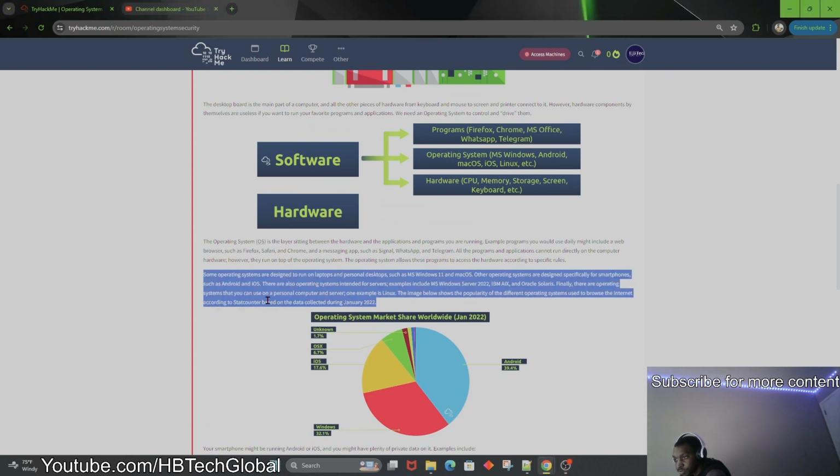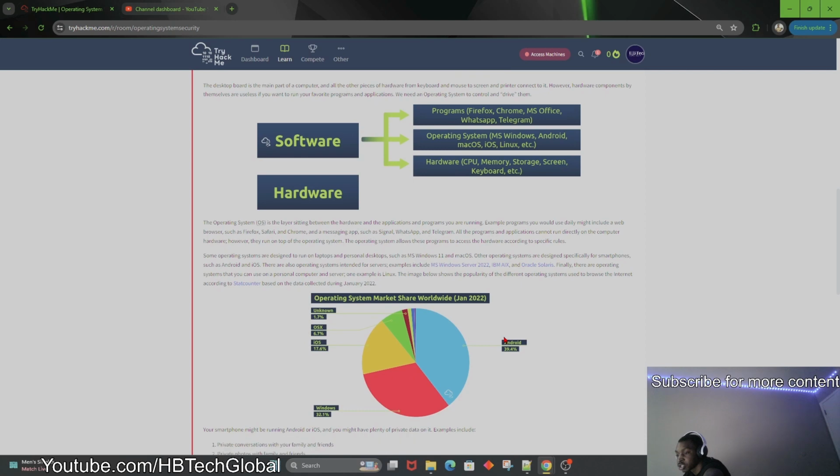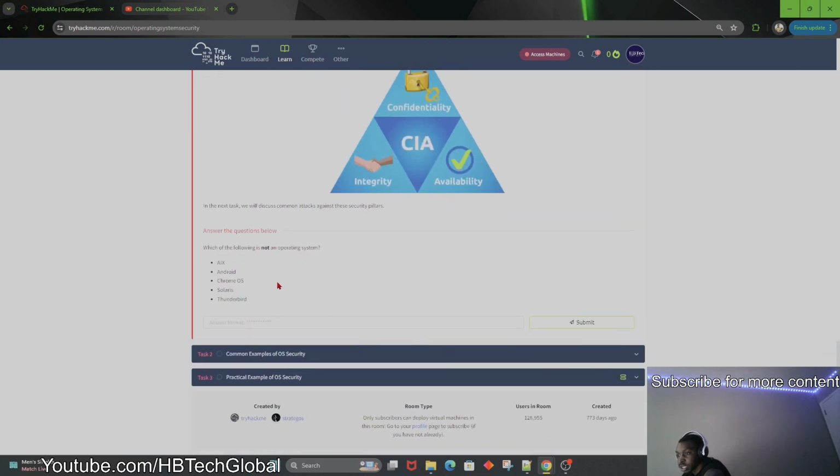Let's read that. Some operating systems are designed to run on laptops and personal desktops such as Microsoft Windows 11 and Mac OS. Other operating systems are designed for smartphones such as Android and iOS. There are also operating systems intended for servers. Examples include Microsoft Windows Server 2012, IBM AIX, and Oracle Solaris. Finally, there are operating systems that you can use on personal computers and servers, for example, Linux. The image below shows different operating systems used to browse the internet according to StatCounter based on data collected during January 2022.